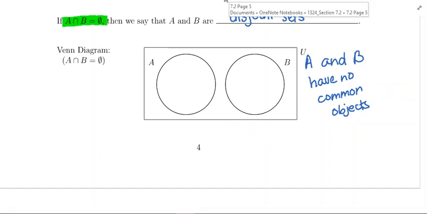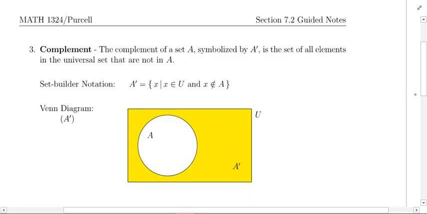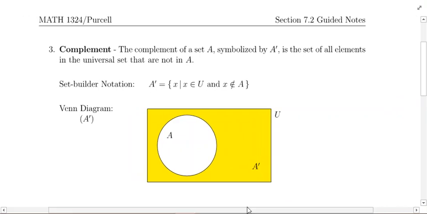One more operation here. So far we've done union, we've done intersection. The last one at the top of page 5 is something called the complement. It says the complement of a set A, symbolized by A prime, is the set of all elements in the universal set that are not in A. The Venn diagram is very helpful for understanding what a complement is. Here you have your universe, that's the rectangle. Everything under consideration is inside the rectangle. And then you have the separate set A inside.